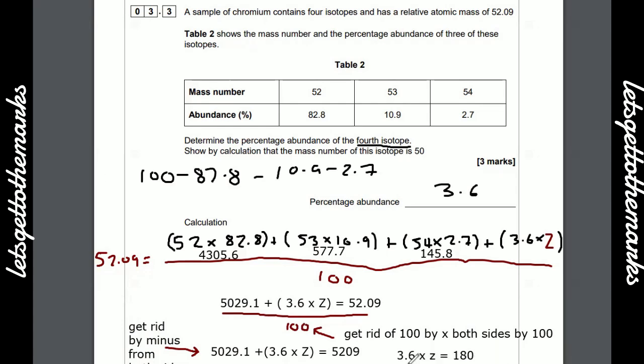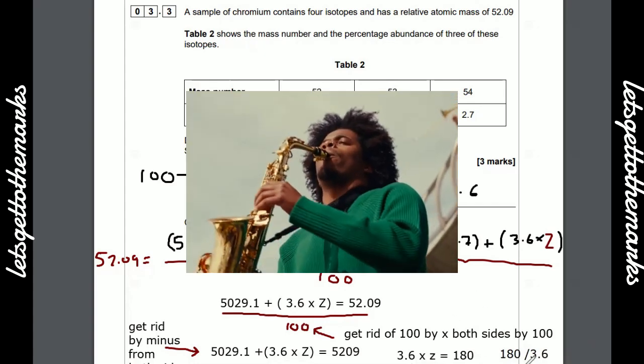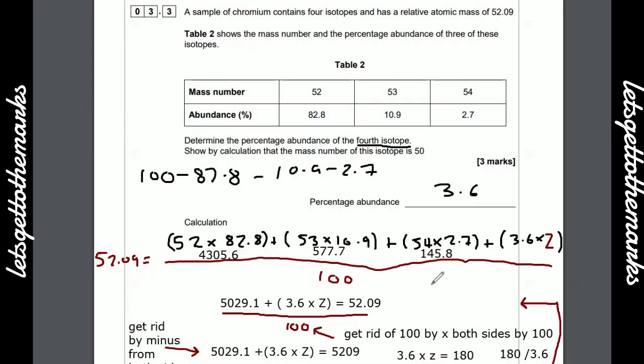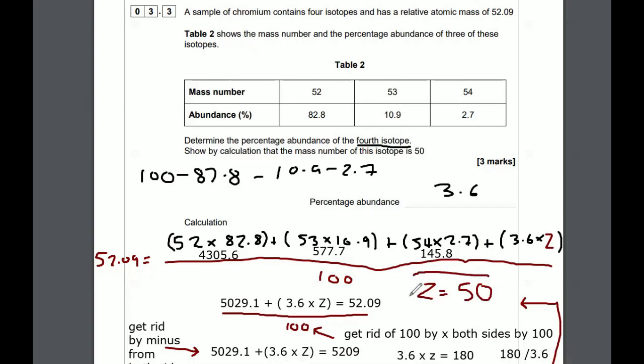We're just going to say, hey, I'm going to divide 180 by 3.6. So I'm just going to do 180 divided by 3.6. And that is going to give me Z is equal to 50. And here we go. We've just proven that the mass number of the 4th isotope is 50. And that's going to get us the 3rd mark.